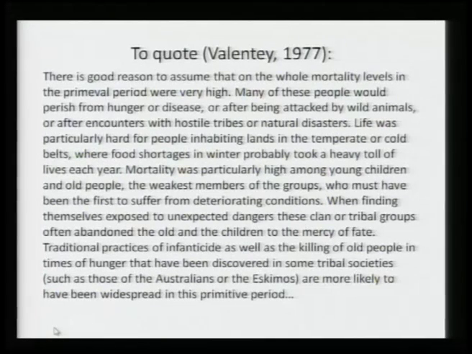When finding themselves exposed to unexpected dangers, these clan or tribal groups often abandoned the old and the children to the mercy of fate. China is particularly known for child exposure and traditional practices of infanticide. India too had infanticide, female infanticide we call it. Traditional practices of infanticide, as well as the killing of old people in times of hunger, have been discovered in some tribal societies such as those of Australians or the Eskimos, and are more likely to have been widespread in this primitive period.